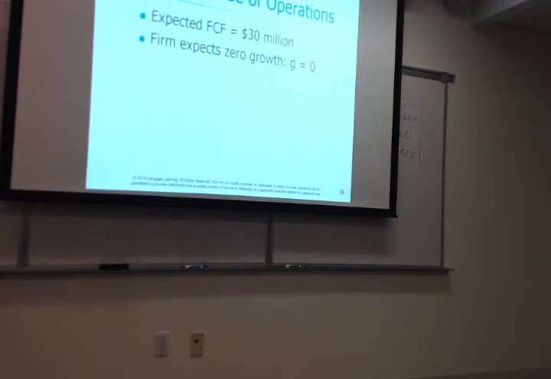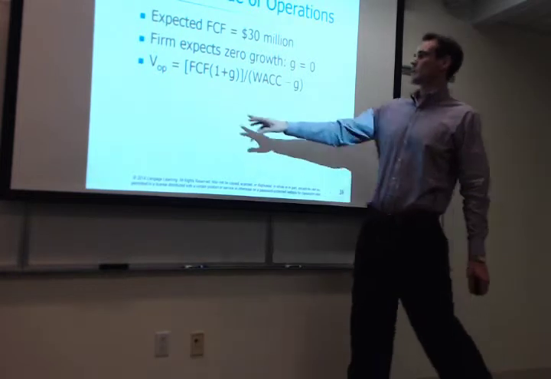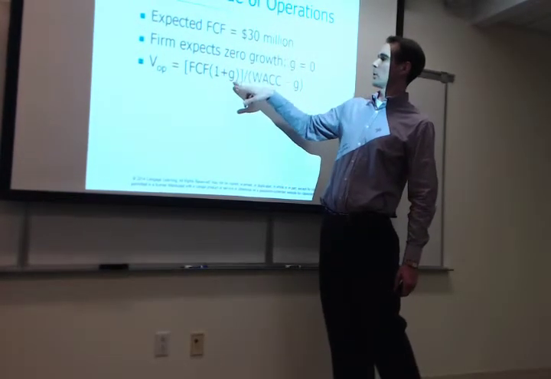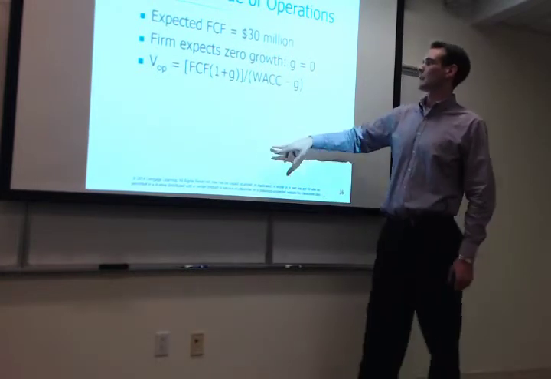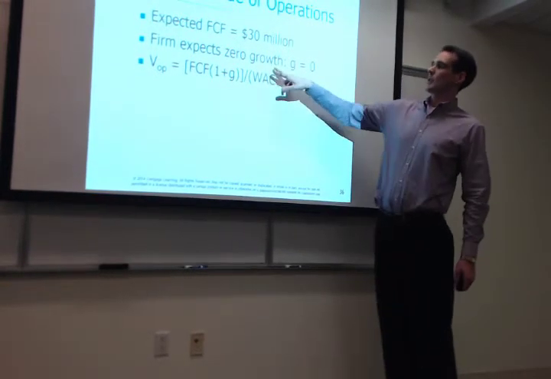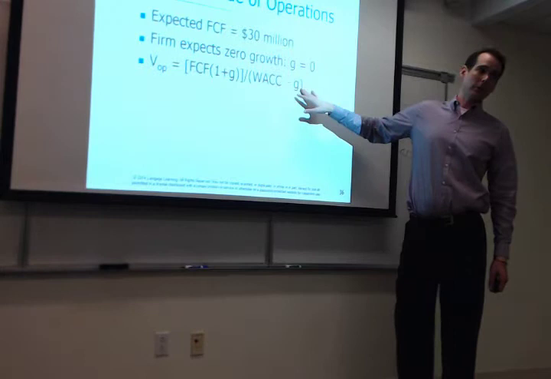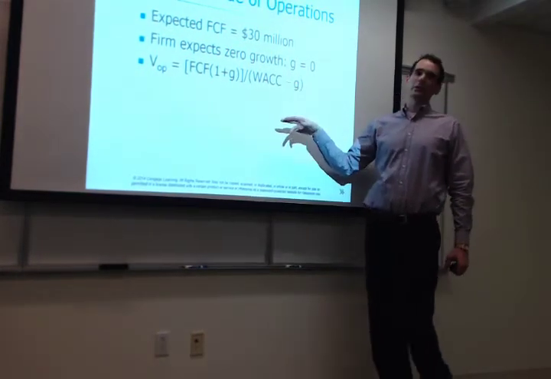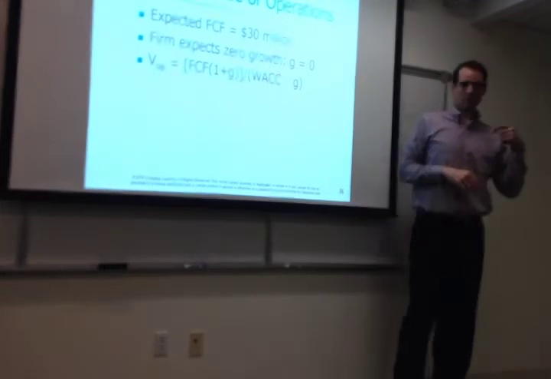So, suppose you have a company that has a free cash flow of $30 million. You're going to get that forever. We're going to calculate the value of operations by taking the free cash flow. There's no growth, but if there were, we would add to it that way, divided by the weighted average cost of capital, and we would adjust that with growth. We would subtract growth from the weighted average cost of capital and would make it bigger.